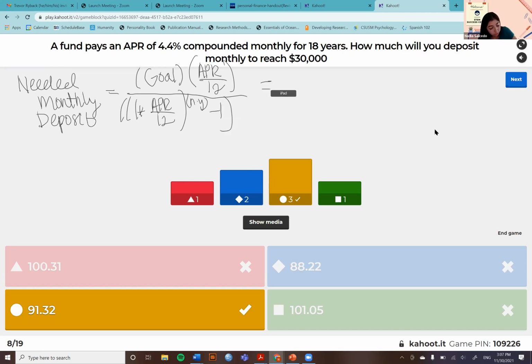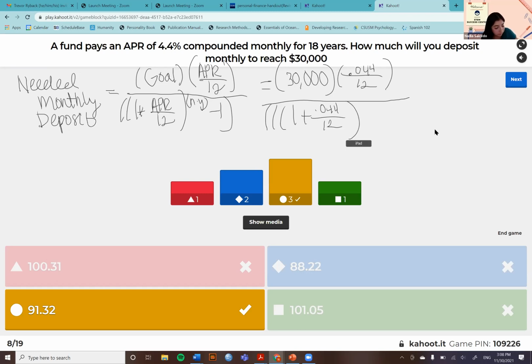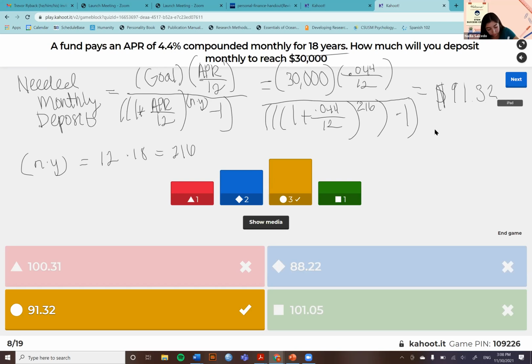So we go ahead and plug everything in. Our goal was $30,000. Our APR is 4.4%. Then divide everything by 1 plus APR over 12 raised to n times y. In this case, our n is 12 and our y is 18 years. I like to solve that beforehand before putting it in, and that's 216. So 216, and then minus 1. We go ahead and solve that and we get $91.32. So we need to deposit $91.32 for 216 months in order to get to $30,000.